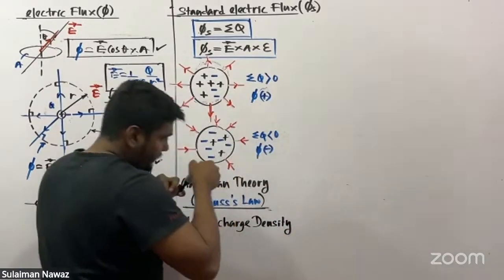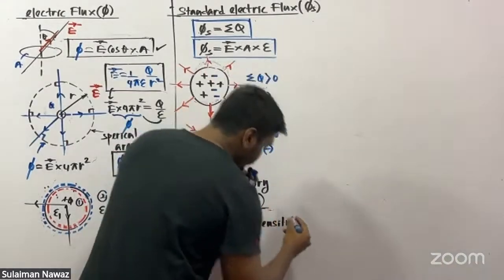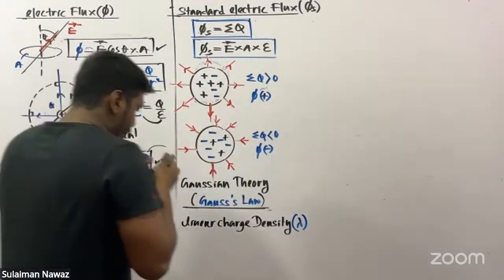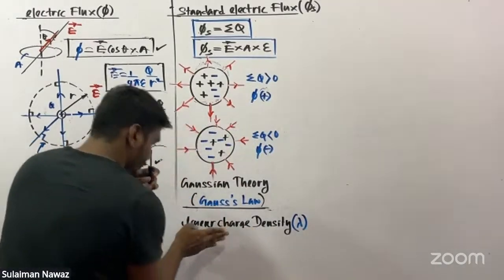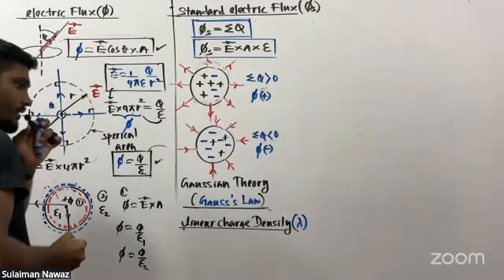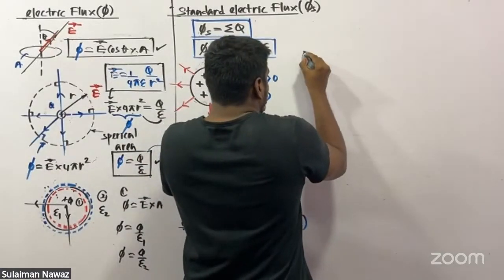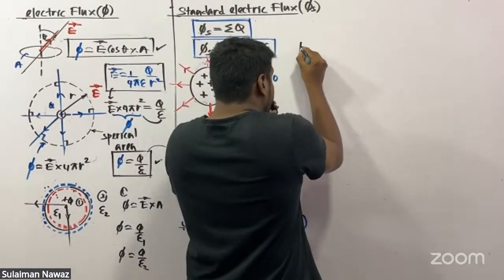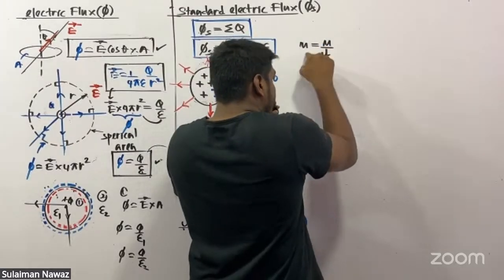There's a symbol for this. That is lambda. Symbol is lambda. Now, can you remember what is linear density? Not charge density. Can you remember what is linear density? If you can remember, linear density means, I told you, mass per unit length. Normally, the symbol of linear density is simple m. Mass per unit length is what we defined as linear density.